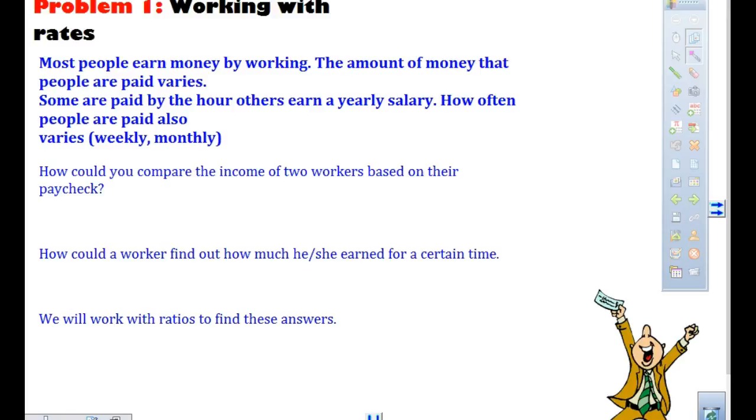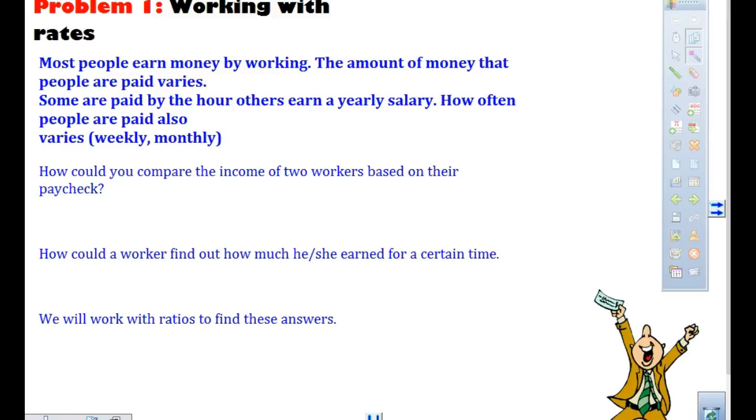How often people are paid also varies. For example, I'm a monthly employee. I get paid once a month. There's many people that get paid weekly or a couple of times a month, every 2 weeks. So depending on that. So it says, how could you compare the income of 2 workers based on their paycheck?